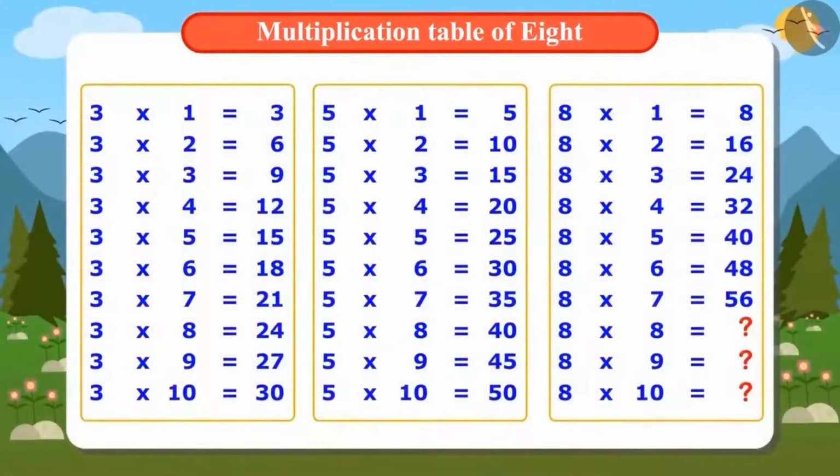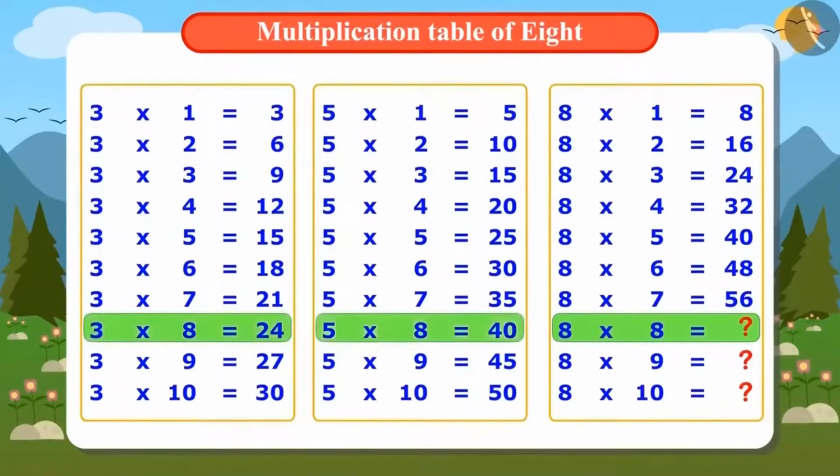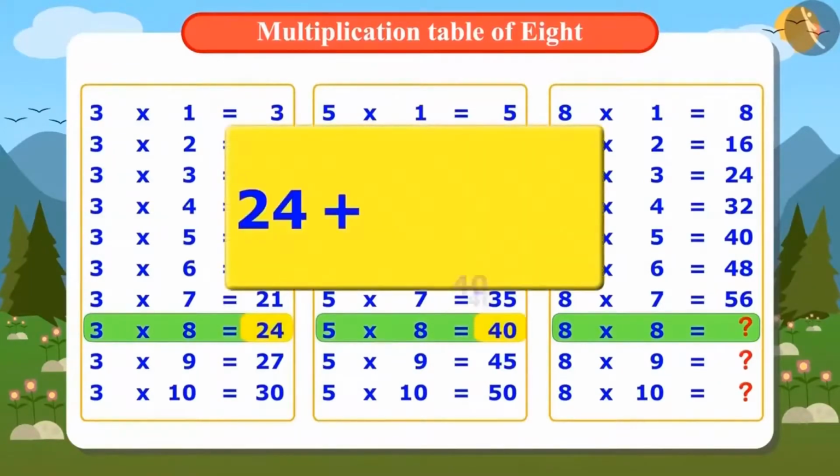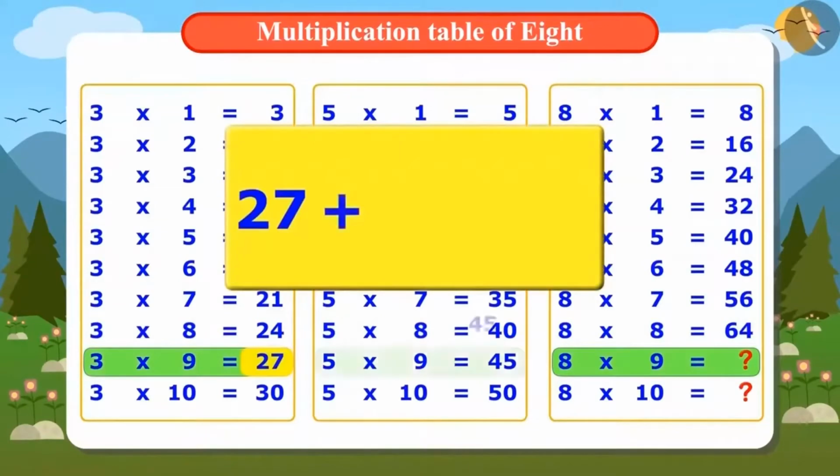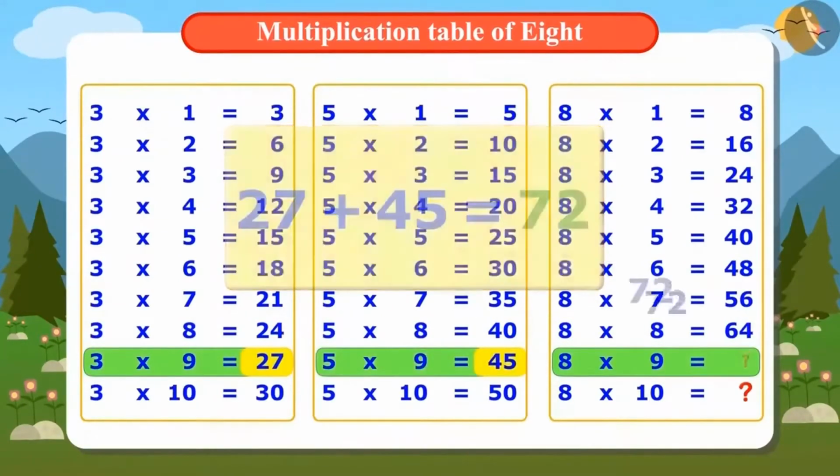Vandana has calculated till 7 times 8 in the table of 8. Let's see how she will find out the next number in the table, that is 8 times 8. To find 8 times 8, we have to add the numbers 8 times 3 and 8 times 5. When we add 24 and 40, we get 64. To find the answer of 9 times 8, we add 27 and 45. The answer will be 72.